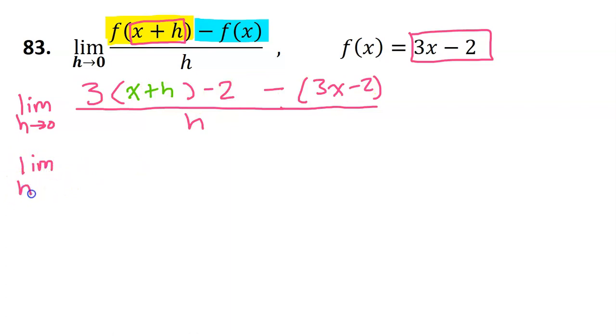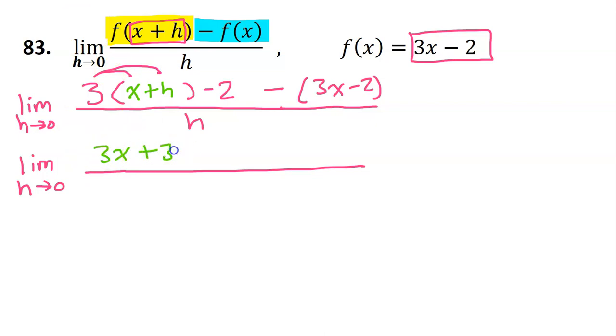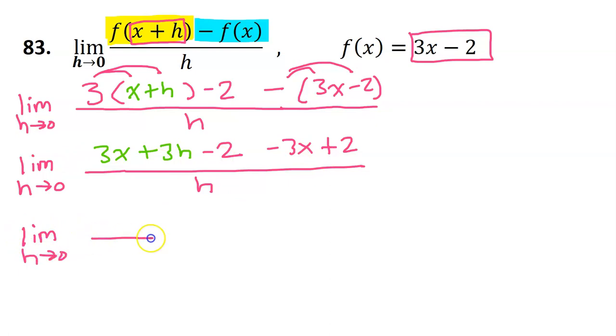So we have the limit as h approaches 0 of. So I'm doing the distributive property right here. I think I'll just switch colors for a second. So this will be 3x plus 3h. And then I've got the minus 2 that I'm bringing down. And then here I'm distributing the minus sign like I discussed, and I will have negative 3x plus 2 all over h. So now we combine like terms. So we have the limit as h approaches 0 of, well, what do we have?